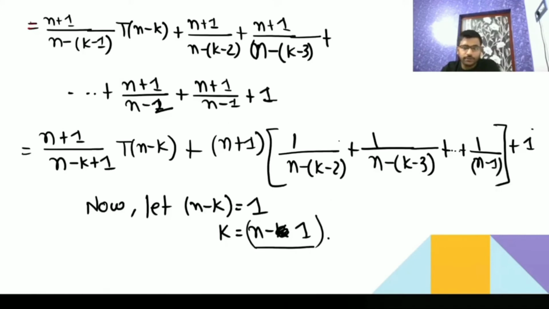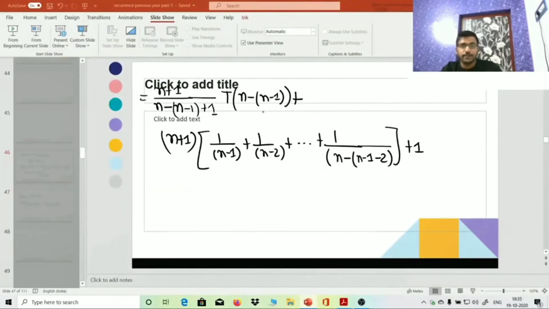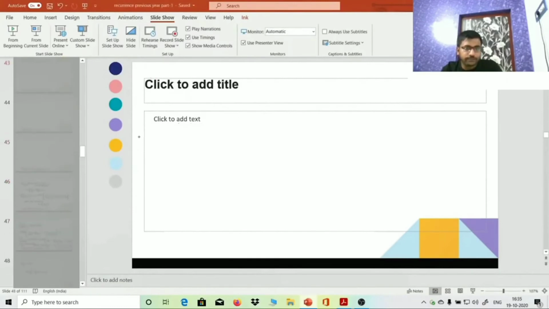Just a minute, because 1 by n should also be there now. I think I made some mistake in the writing. Yes, a few people are saying there is a typing mistake I made while copying the previous one here, because 1 by n should also be there now.